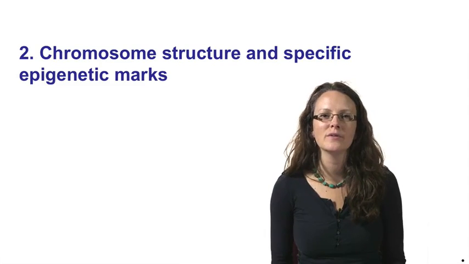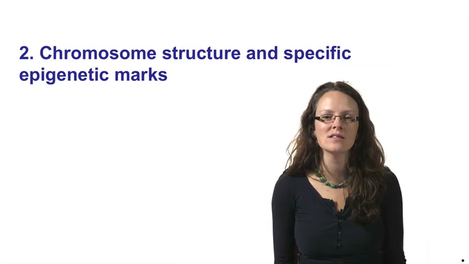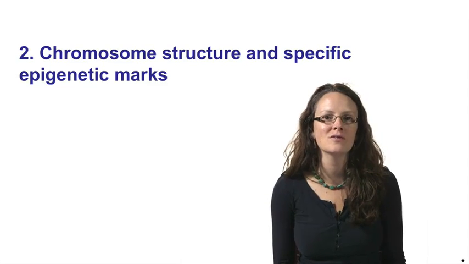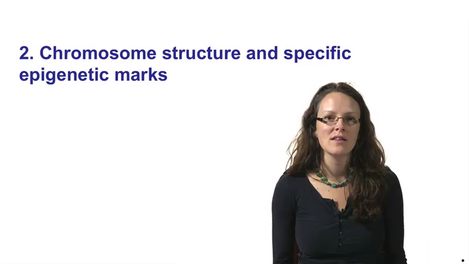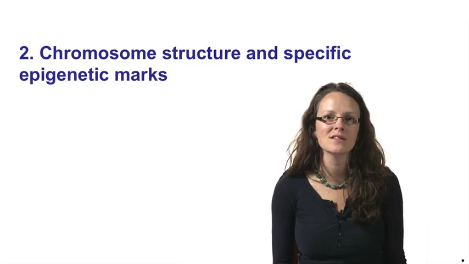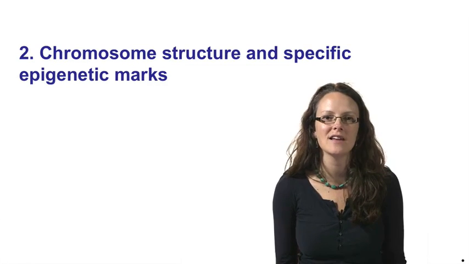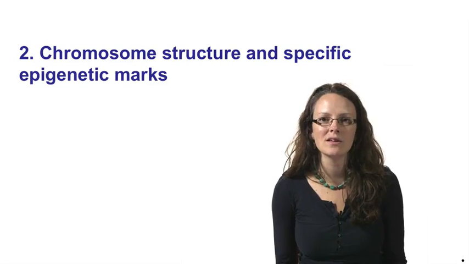So the second part that we're going to go through is chromosome structure and specific epigenetic marks. In this lecture and the subsequent number of lectures, we'll go through how epigenetic marks contribute to the ends and the centre of the chromosome that I mentioned already, and chromosome maintenance, and also how these specific epigenetic marks that we've mentioned, these particular punctuation marks that are laid down in the genome, what they mean at the molecular level.